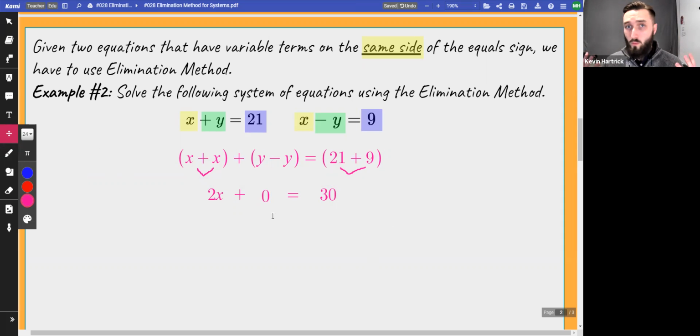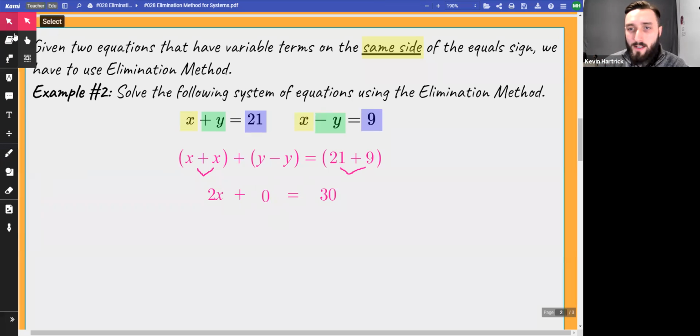x terms. What was our objective? To only get an x. So our elimination method eliminated the y variable. There is no more y variable in my current equation right here. I have 2x plus 0 equals 30. Remember, x plus 0 is not going to change anything. Anytime we add 0, doesn't change anything.